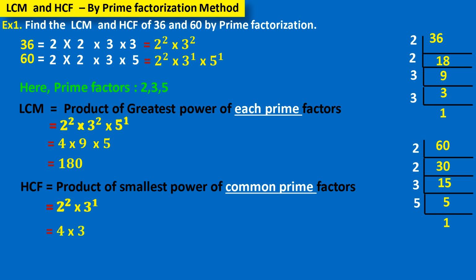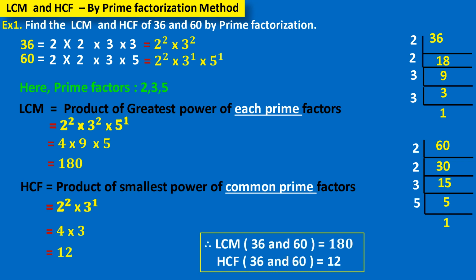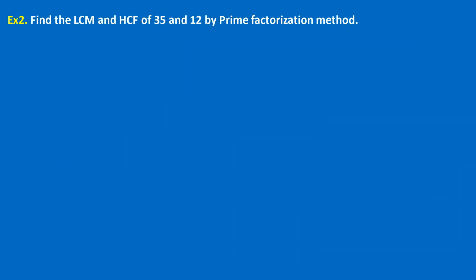Now 2 square is 4 and 3 to the power of 1 is 3. Now 12. So therefore LCM of 36 and 60 is 180. HCF of 36 and 60 is 12. And next we go to the second example. Find the LCM and HCF of 35 and 12 by prime factorization method.